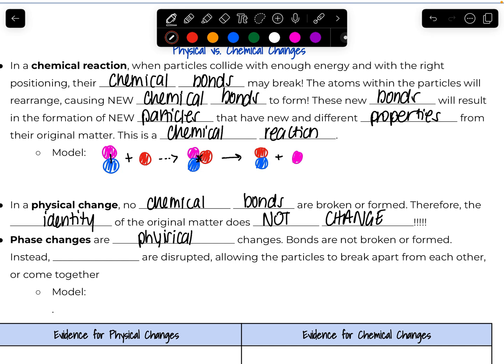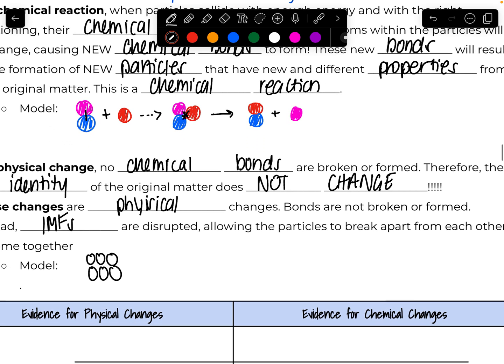Instead, what we are breaking or disrupting is intermolecular forces. So these forces of attraction that hold our particles together need to still be broken in order to get these things to change phase. This causes them to break apart from each other and come together. So let's say we had something like water in the solid phase. Here's all my little water particles. They have a little bit of motion. They're wiggling around through each other.